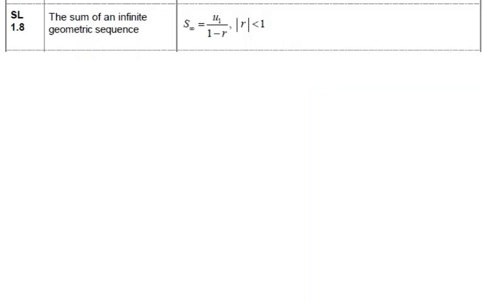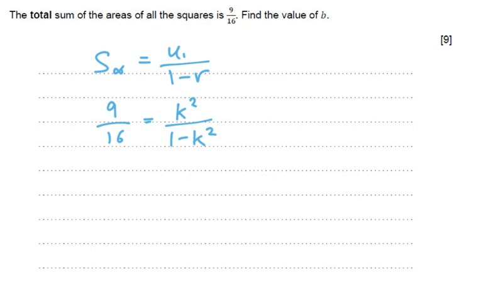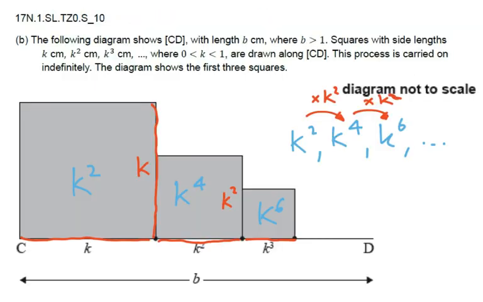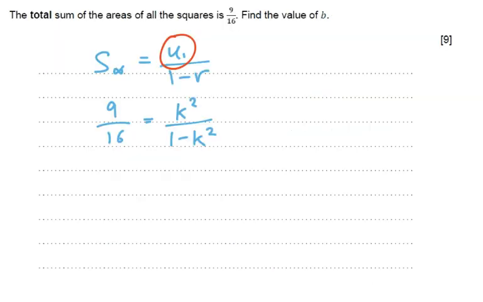So we're going to use our sum of an infinite geometric sequence formula. And so I've just substituted into that. So I know that the first term was k squared, and I know the common ratio was also k squared. So I've substituted both of those terms in. Right, and now we just rearrange it.